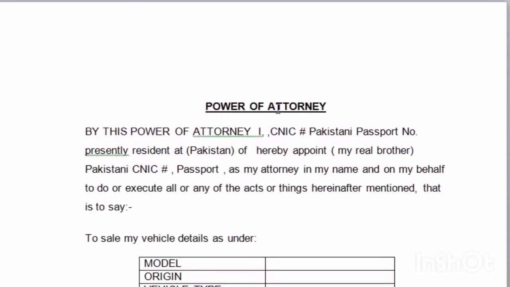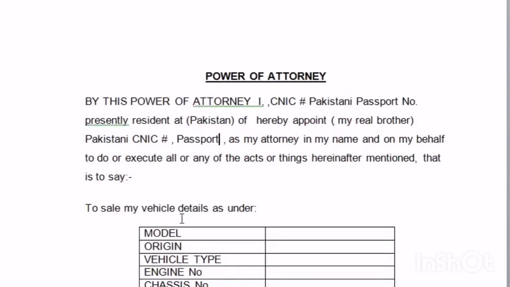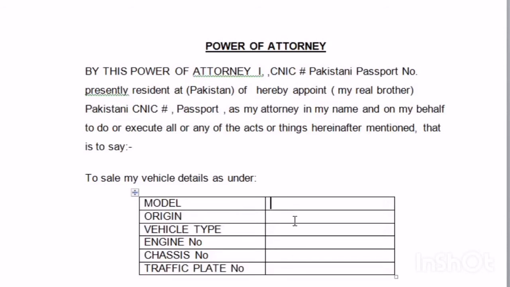By this power of attorney, CNIC, your CNIC, Pakistani passport number, presently residing at Pakistan, verbally appointed my real brother or any other relative or your friend, his Pakistani CNIC and his passport number, as my authority in my name and on my behalf to do or execute all the acts or things hereafter mentioned, that is to sell my vehicles or any property.